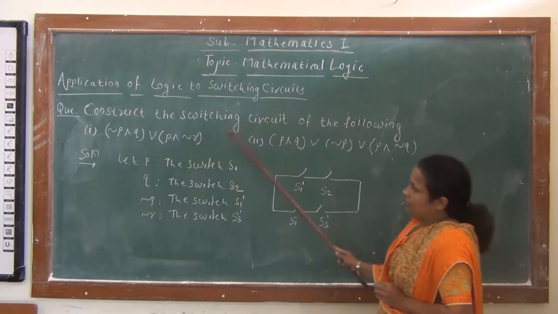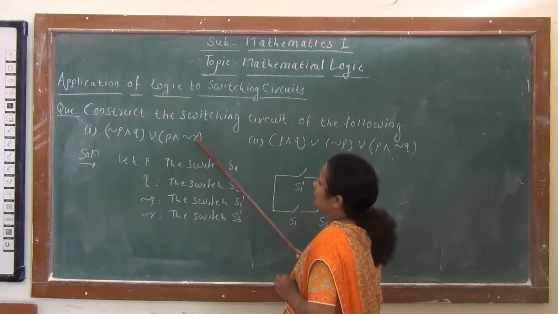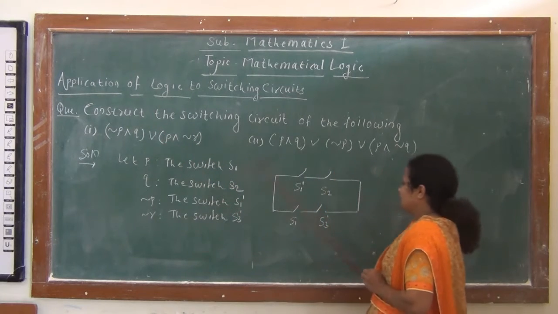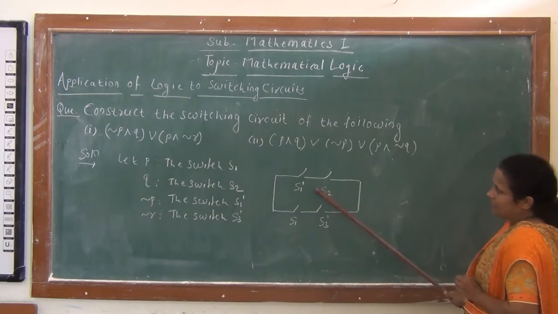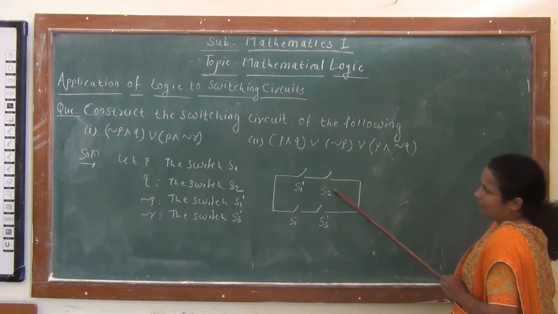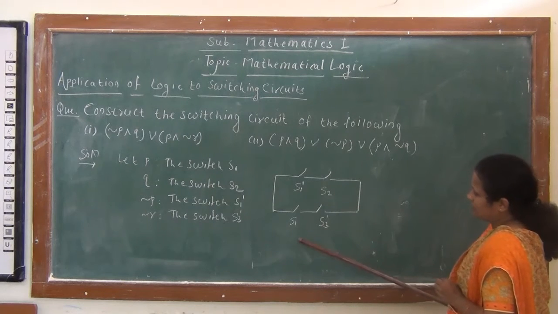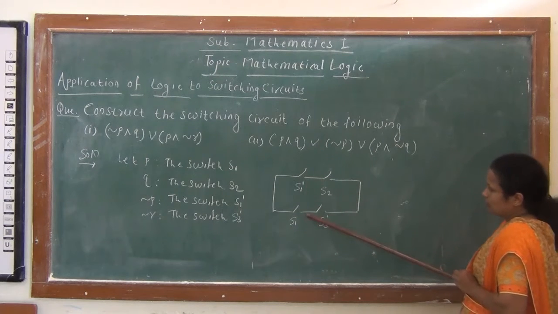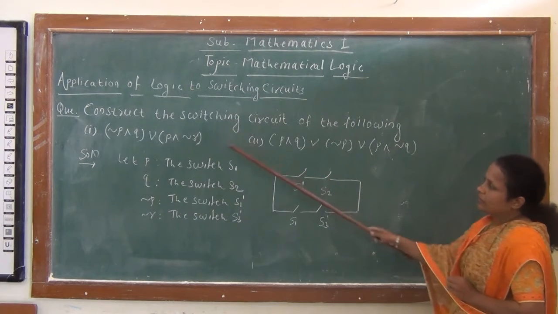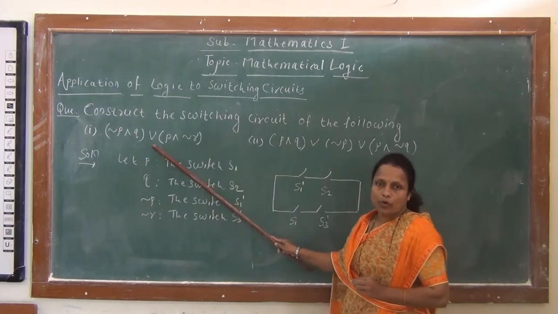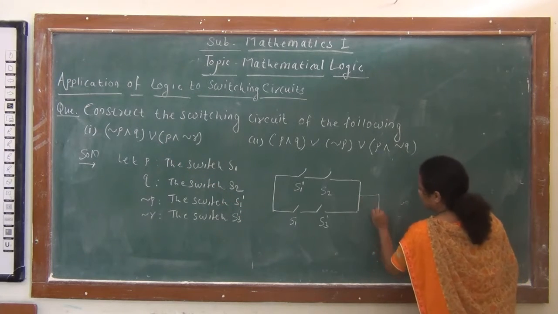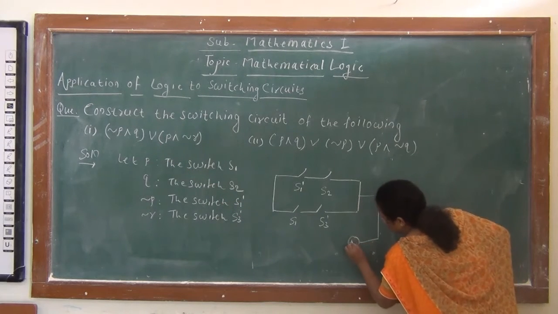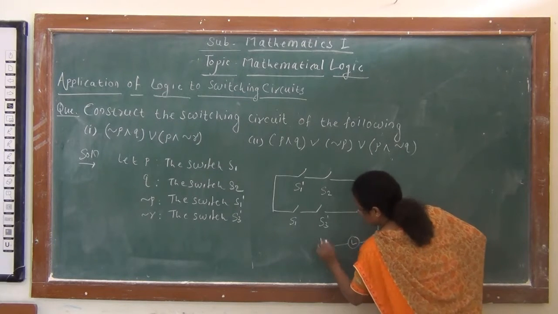So here we construct this symbolic pattern as a switching circuit. S1 dash and S2 are connected in series. Then S1 and S3 dash are connected in series. And these two parts are connected in parallel because here the connective is OR. And now we connect this circuit by a cell.